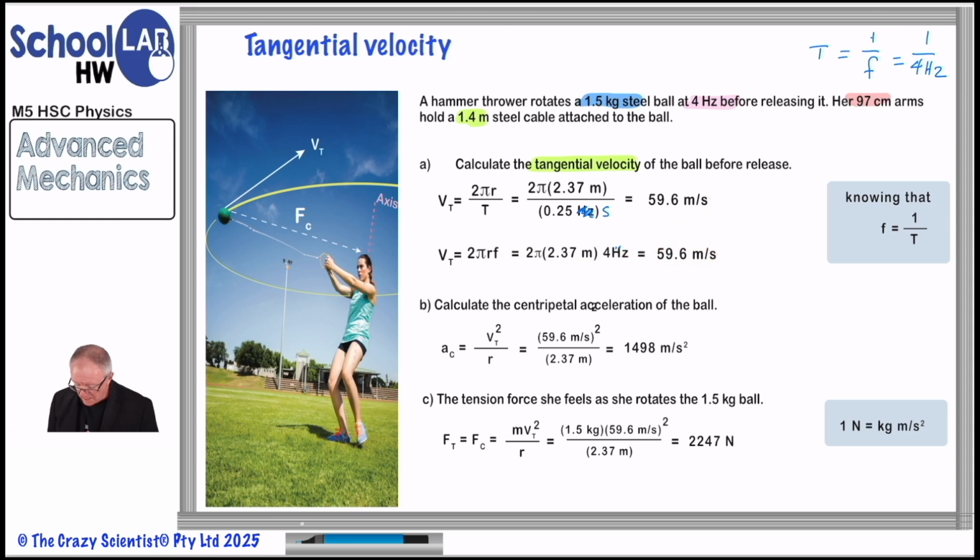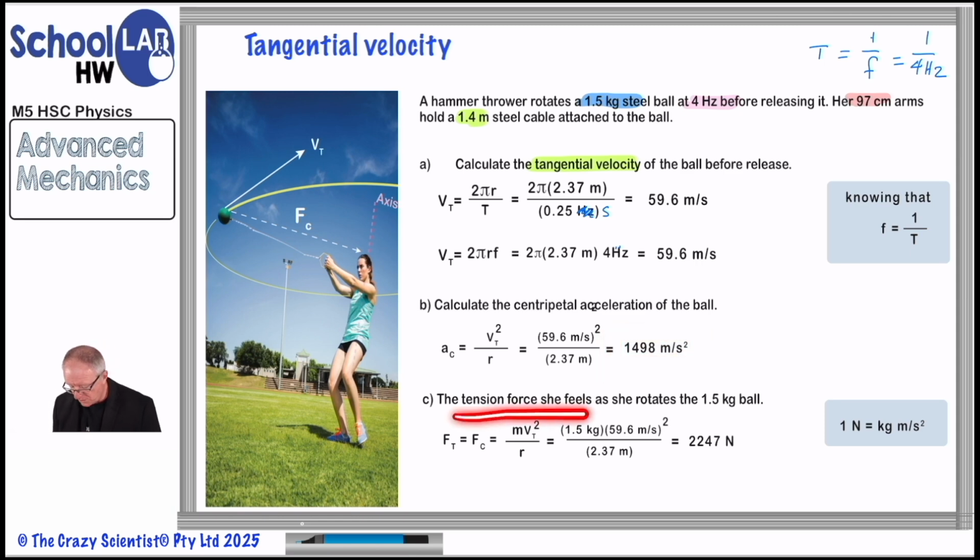All right, calculate the centripetal acceleration of the ball. So remember, the centripetal acceleration is the acceleration going towards the center. We know our formula is v squared over r. So what we can do is put our tangential velocity, which we just calculated up here, into there. We know the radius is 2.37 meters, and then we get a value for the centripetal acceleration.